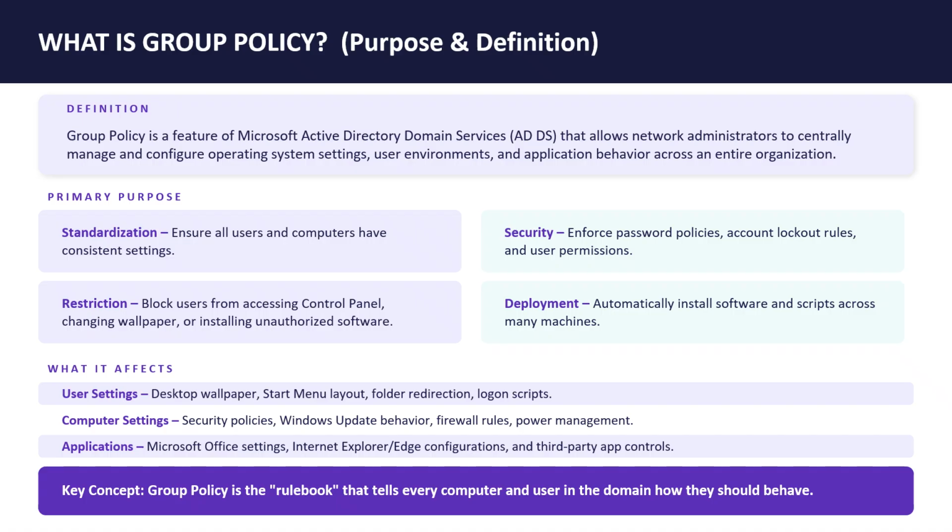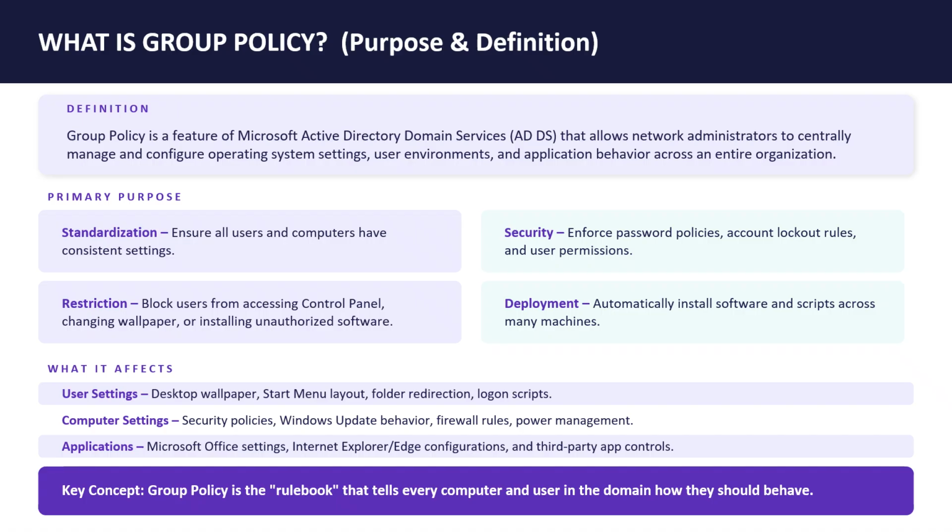Security is another major purpose. Group policy enforces password policies, account lockout rules, and restricts user permissions. It also restricts users from accessing control panel, changing desktop wallpaper, or installing unauthorized software. Additionally, group policy enables automated deployment of software and scripts across hundreds of machines simultaneously.